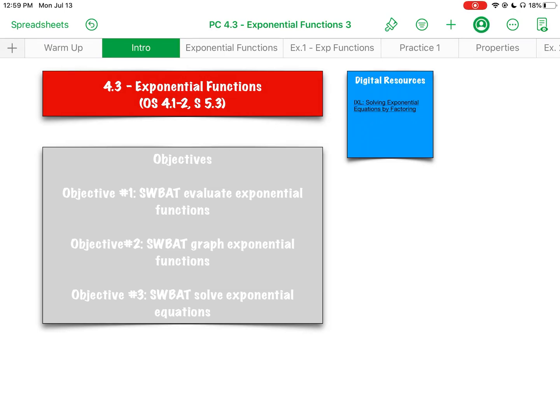All right, here we're in section 4.3. We're looking at exponential functions. We're going to define what an exponential function is, as well as how to graph an exponential function.